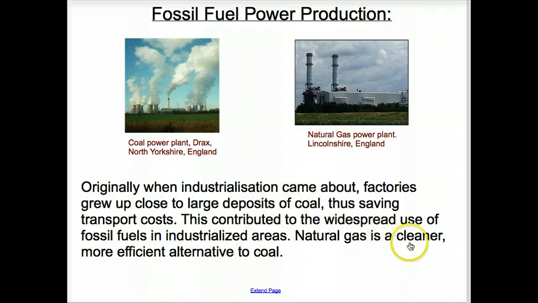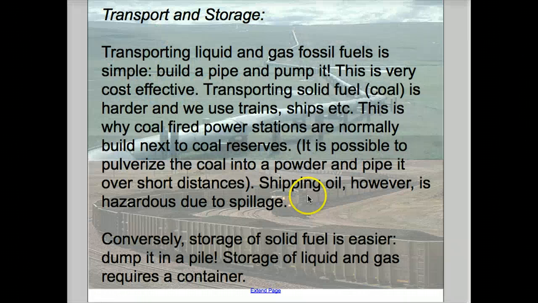Natural gas is being used a lot more these days. It's a lot cleaner than coal. It doesn't produce as much waste gases. Transport and storage of these fossil fuels is an issue. We have coal, oil and natural gas, and clearly coal is a solid, oil is a liquid, and natural gas is a gas. So in terms of transportation, some are easier than others.